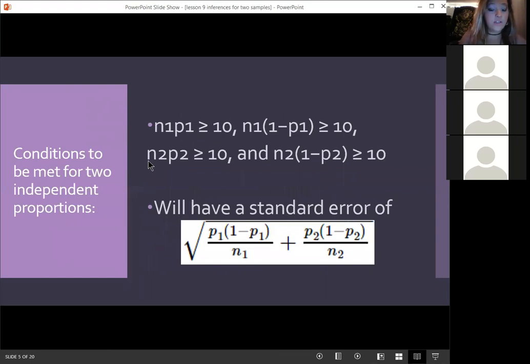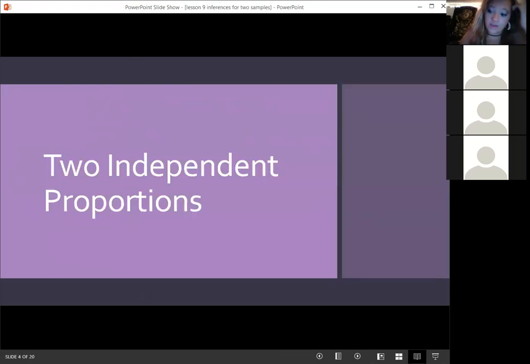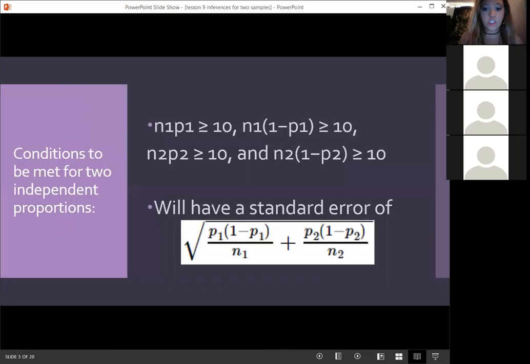So here we're talking about 2 independent proportions. Remember, paired means that they're dependent on each other. These are going to be independent. They don't affect each other. And okay, so when we're talking about these, this is our first step. We have to make sure these conditions are met. So our n1 times p1 has to be greater than or equal to 10. And then n1 times 1 minus p1 has to be greater than or equal to 10 as well. And literally the same conditions have to be met for your second proportion group.